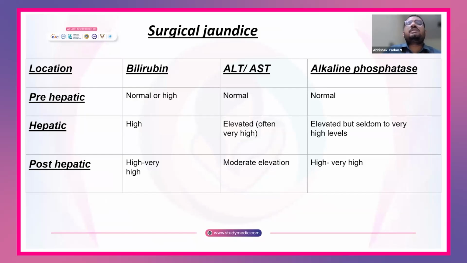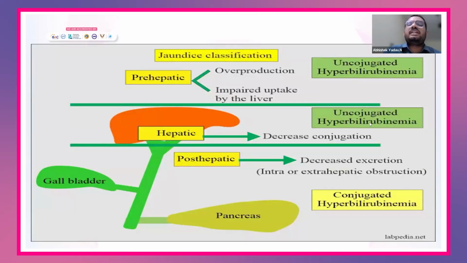For surgical jaundice, we divide it into pre-hepatic, hepatic, and post-hepatic based upon the site of pathology involved. Pre-hepatic is before conjugation occurs. Patients who have pre-hepatic jaundice will have an increase in unconjugated bilirubin level because they have a pathology causing an obstruction of the unconjugated bilirubin entering the liver.